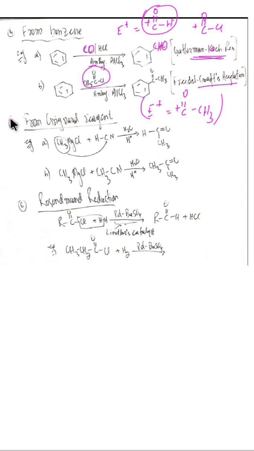Okay, let us move to the next preparation of aldehydes and ketones. This is the fifth one, from Grignard reagent.